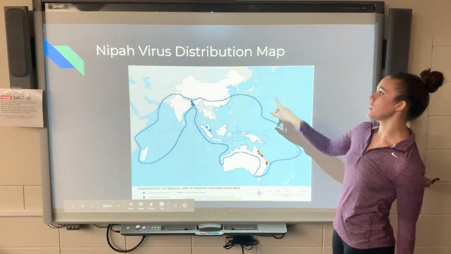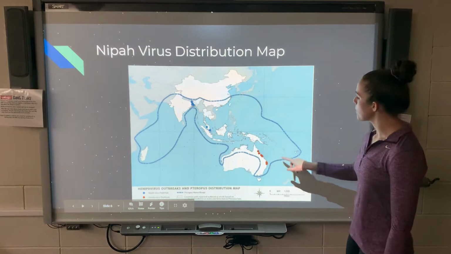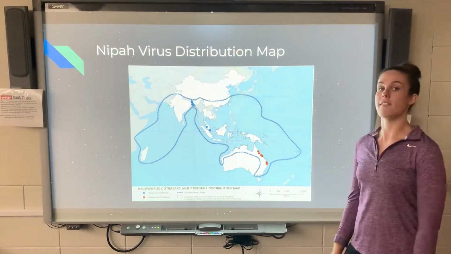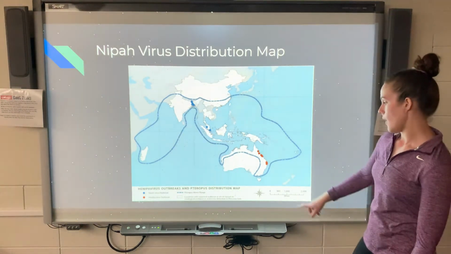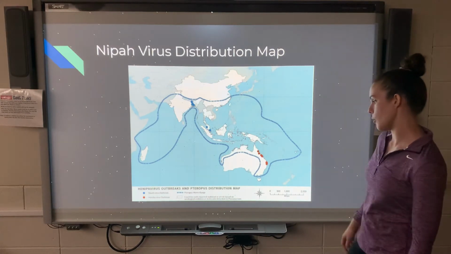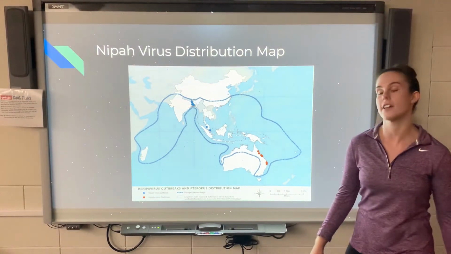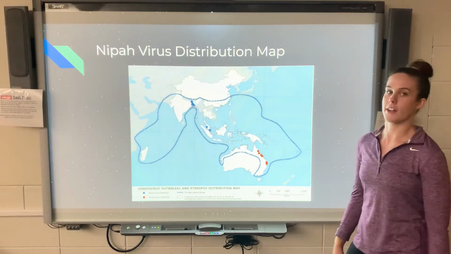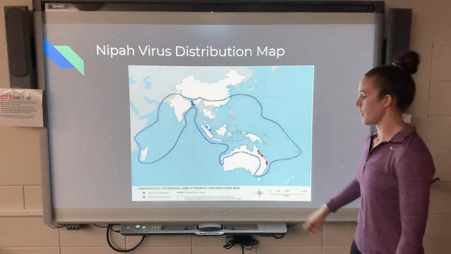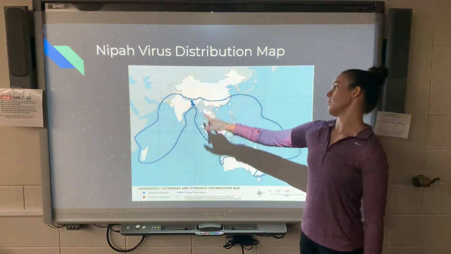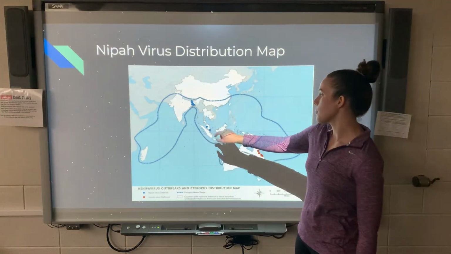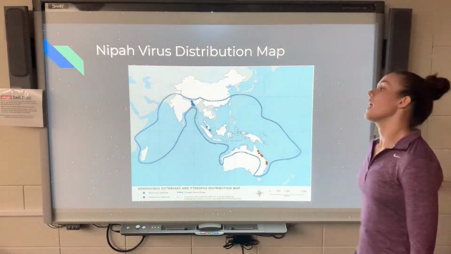So here's a map of the Nipah virus distribution. This blue line is the native home range of the bat that carries the Nipah virus. The blue areas are places that have had outbreaks of Nipah virus and Hendra virus. Both are in the same genus. The red areas are Hendra virus outbreaks, and the blue areas are the Nipah virus outbreaks. So here we have the Malaysia and Singapore outbreaks and the Bangladesh and India outbreaks.